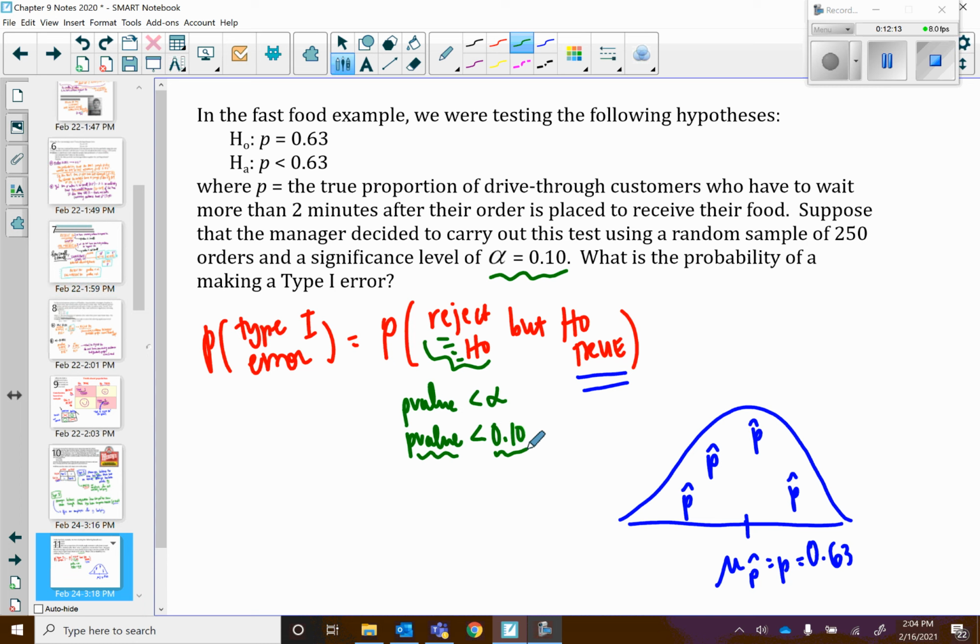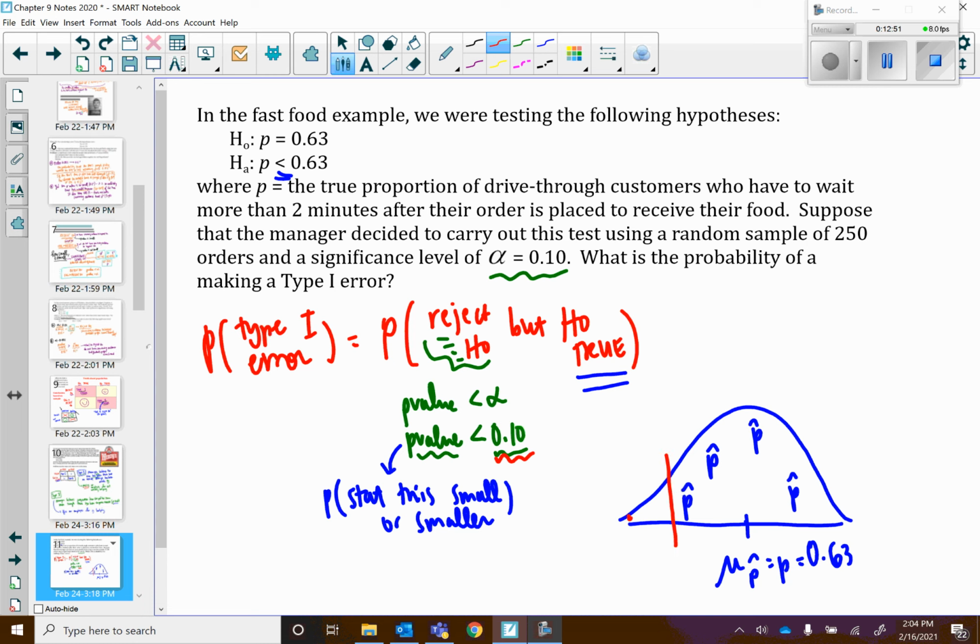I should have done this before, I'm sorry. Let's go back to this statement. Okay, p-value. What is a p-value again? It's the probability that we would get a statistic this small or smaller. I'm saying small because in this problem, we are looking at less than 0.63. And so if I'm considering a statistic that is small or smaller than 0.10, let's look at our distribution.